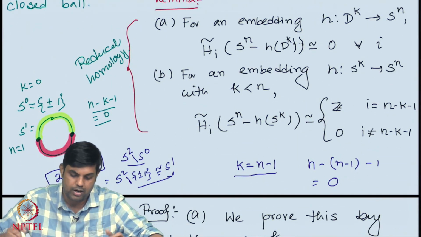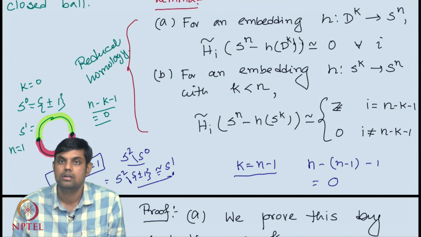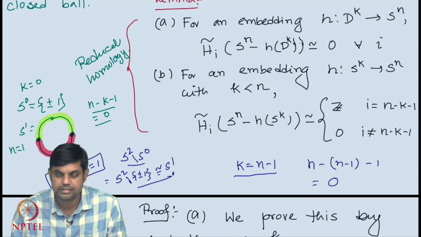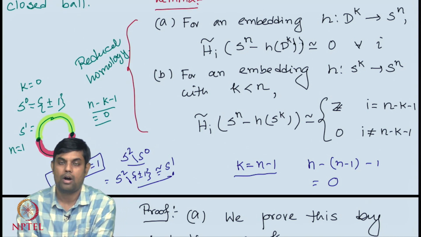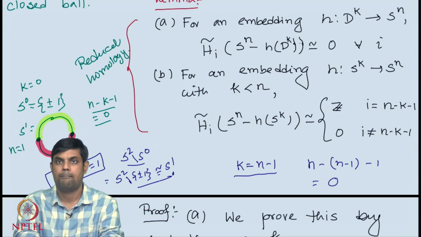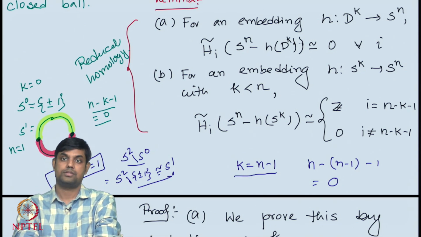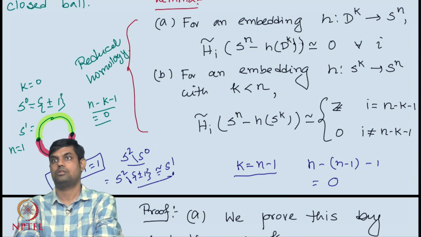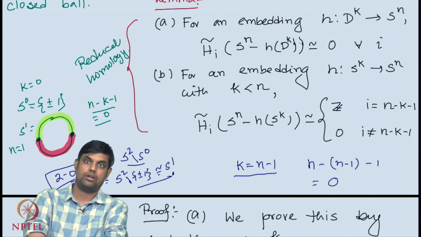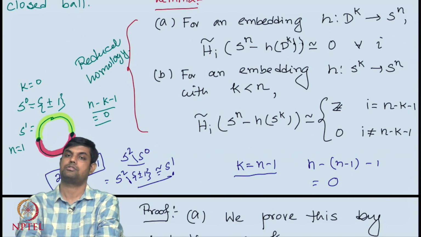The first part says that if I have an embedding of a closed disk inside a sphere, no matter how you are looking at it, its complement is always acyclic, with all trivial reduced homologies. In terms of normal homology, this in particular says that the complement of a closed disk on the sphere has only one connected component, because the 0th reduced homology is also 0.